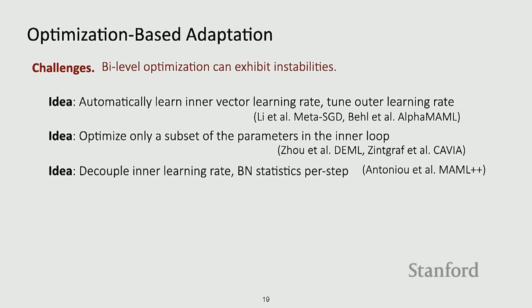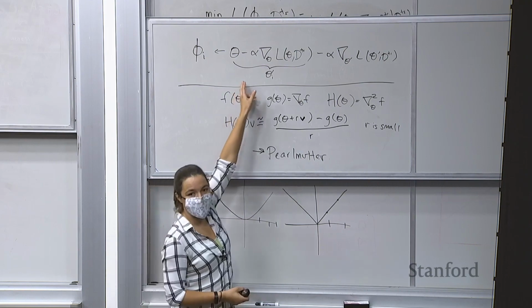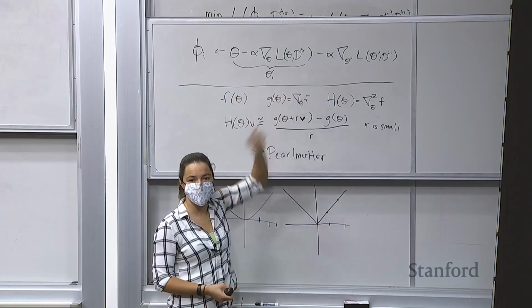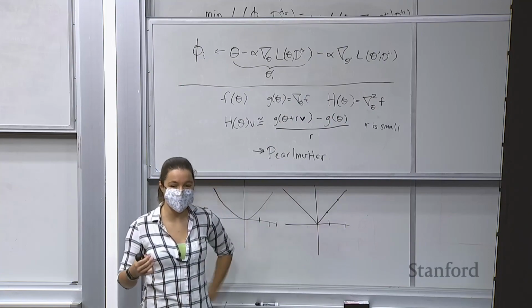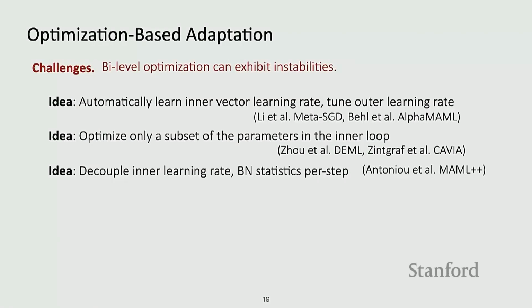And then one other thing that came up is you don't necessarily have to have the same learning rate for each of the different steps. And so what you could do is try to essentially decouple the learning rate and other things like the Bostrom statistics for different steps in the optimization.